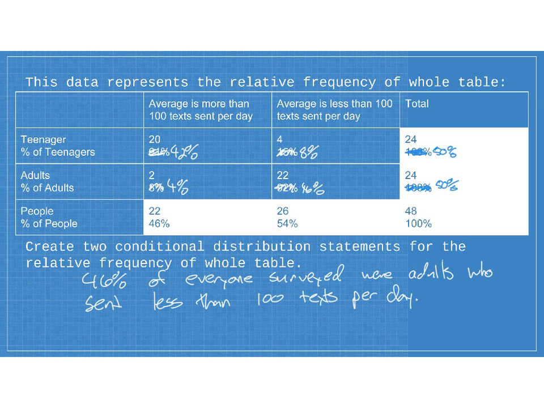Now there's several other ones you could do. You have teenagers, adults, average more than 100 texts sent, average less than 100 texts sent, total population. So hopefully you can come up with two other conditional statements other than the one that I just gave you.